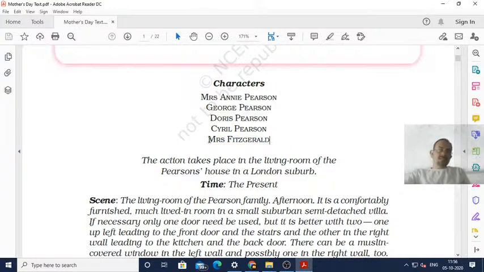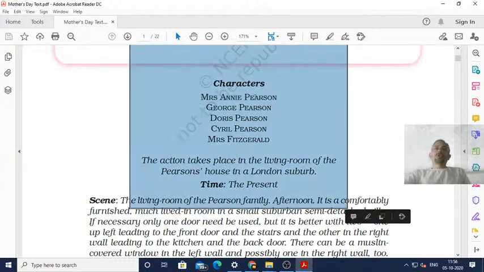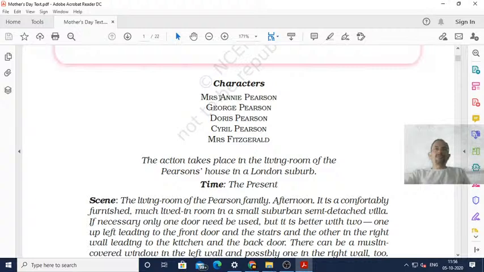Mrs. Fitzgerald is a very vital character in this story because she was instrumental in bringing about a change in the personality of Mrs. Annie Pearson. You can see the Pearson family here: Mrs. Annie Pearson, George Pearson who is her husband, Doris the daughter, Cyril the son, and Mrs. Fitzgerald, another lady from outside the family. So basically, the Pearson family consists of a husband, wife, a daughter and a son.